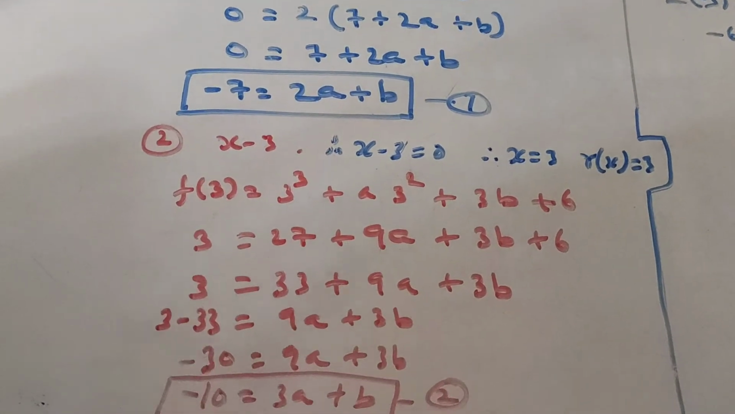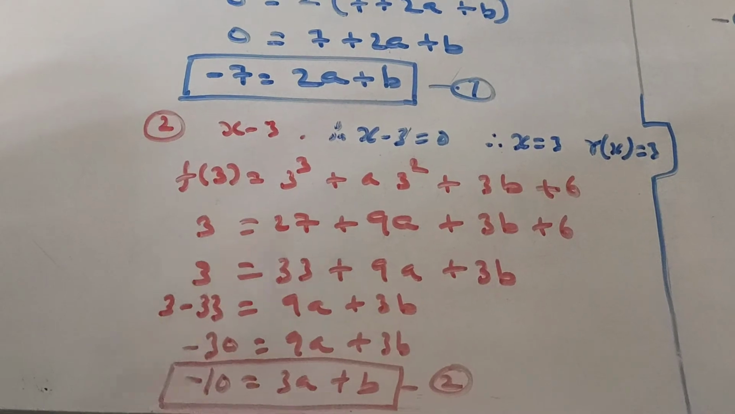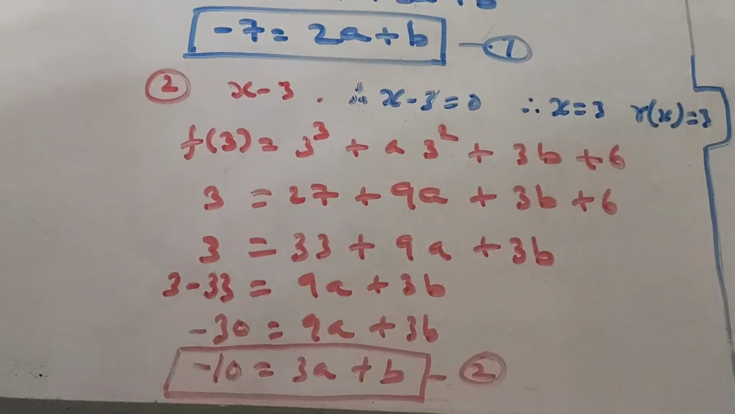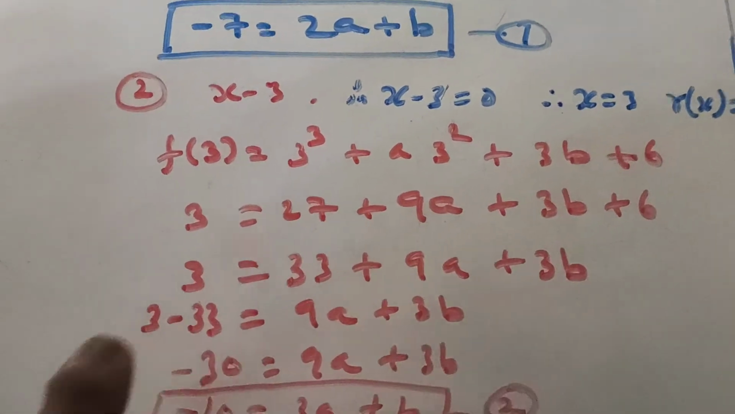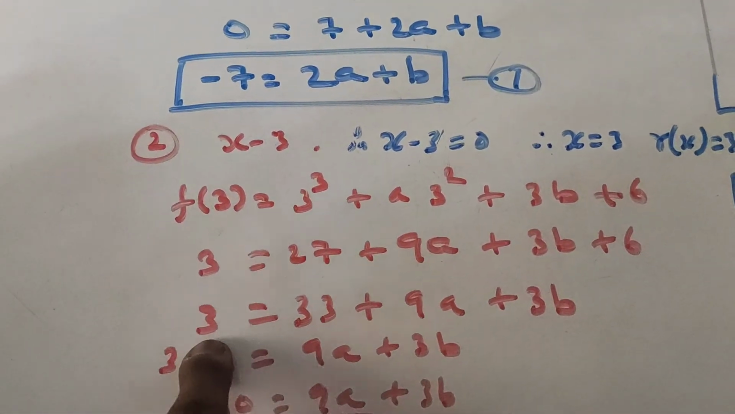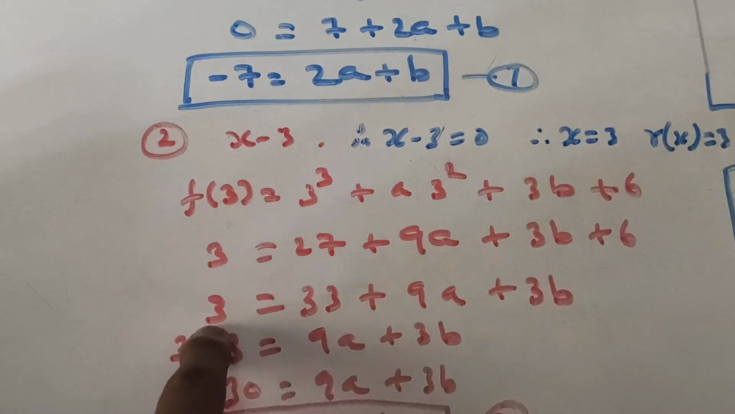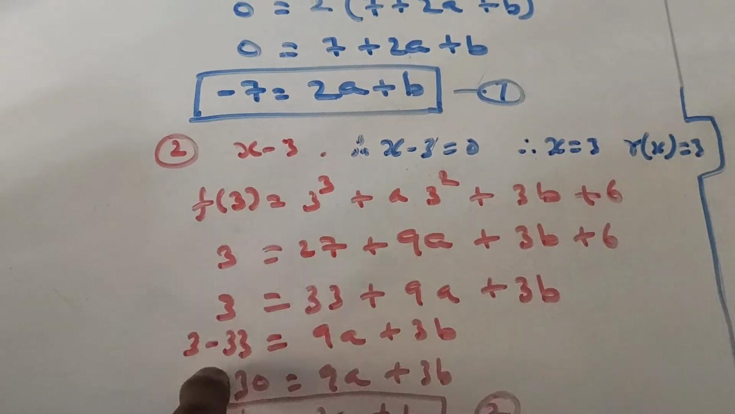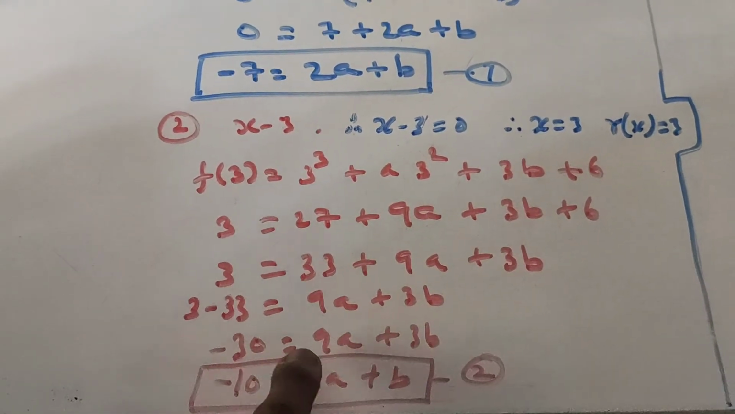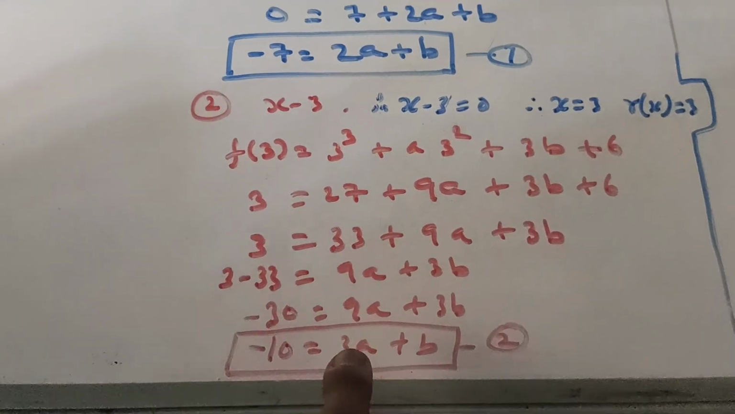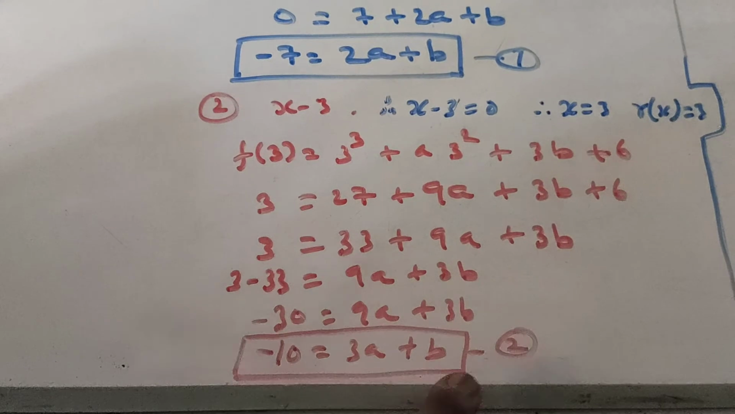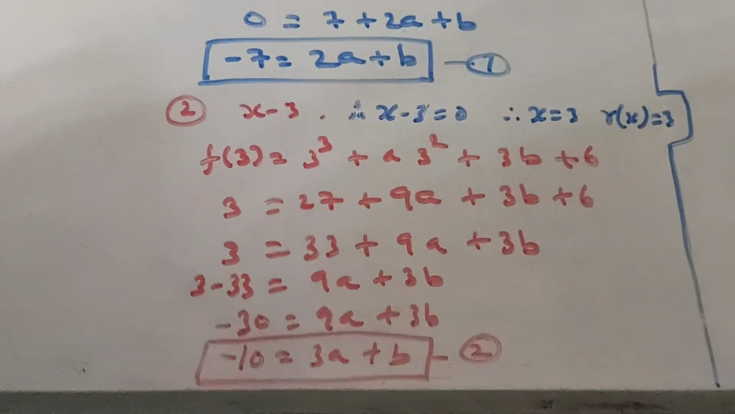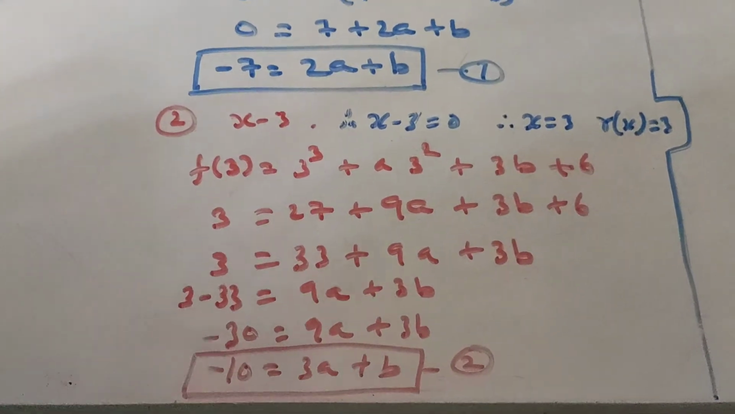Placing the value of x as 3 in the polynomial and equating to the remainder 3, we get 3 is equal to 33 plus 9a plus 3b. 3 is the remainder, 33 goes this side, becomes minus 33, so minus 30 is equal to 9a plus 3b. Taking 3 common, we get minus 10 is equal to 3a plus b, that is equation number 2. So we got two equations, equation 1 and equation 2.